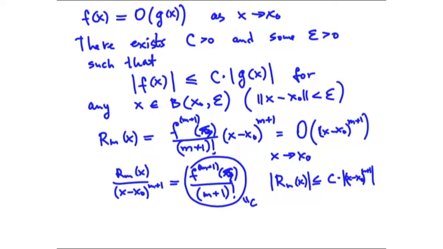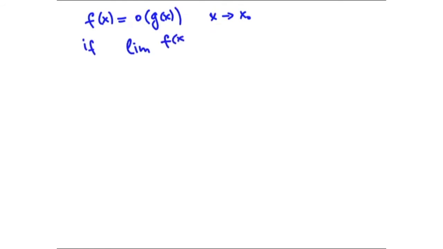So now, similarly, little o notation is used to represent the errors or some other functions when we want to replace them with something simpler. So what is little o notation? We have f of x is little o of g of x for x tending to x0 if we just have the limit of f of x divided by g of x, and in fact we can take absolute values here, when x tends to x0 is 0.